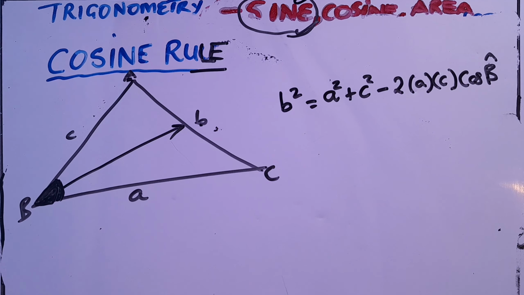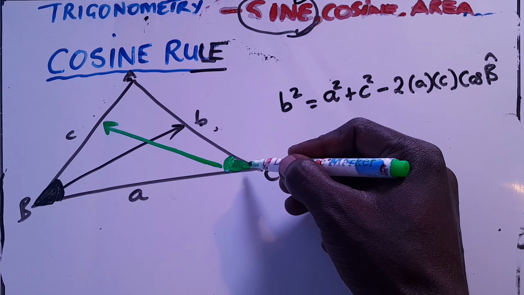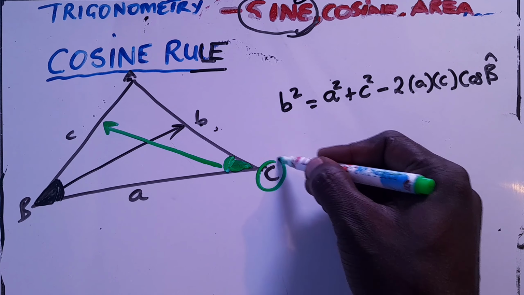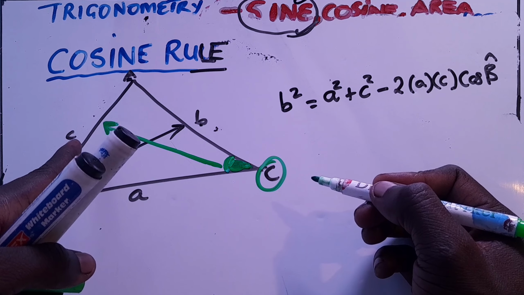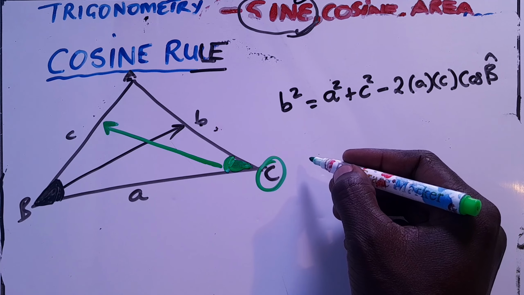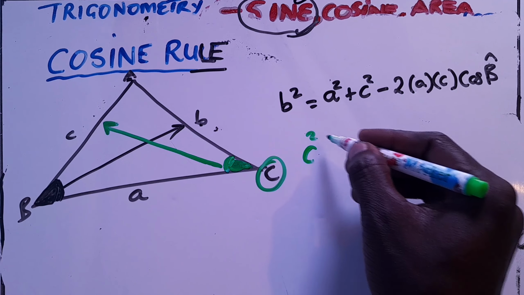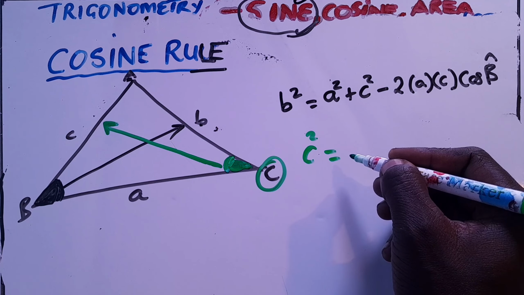If we're trying now to include the angle, let's say angle C, angle C is opposite to which side? It is opposite to C, right? Angle C is opposite to C. We can also have this equation in that term. So if we're trying to include this angle C, we must start with side C. So our c squared becomes, right?